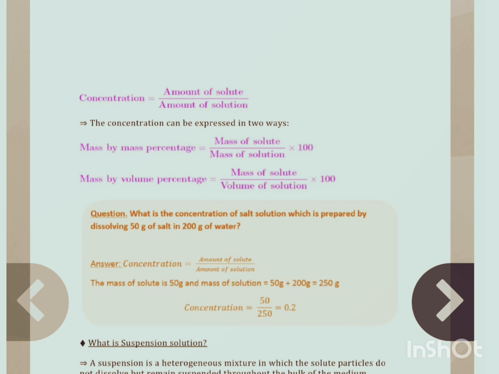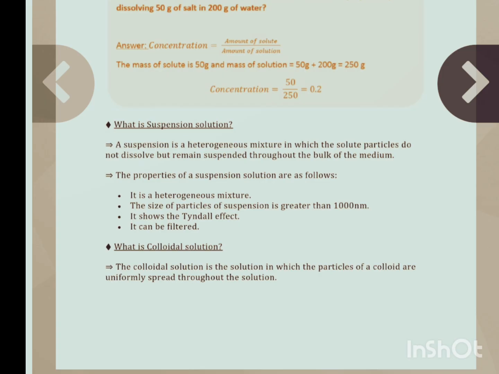Next we have, what is a suspension solution? Let us learn. A suspension is a heterogeneous mixture in which the solute particles do not dissolve but remain suspended throughout the bulk of the medium. There are some properties of suspension solutions. It is a heterogeneous mixture. The size of the particles of a suspension is greater than 1000 nanometers. It shows the Tyndall effect. It can be filtered. So these are the different properties of suspensions we have.